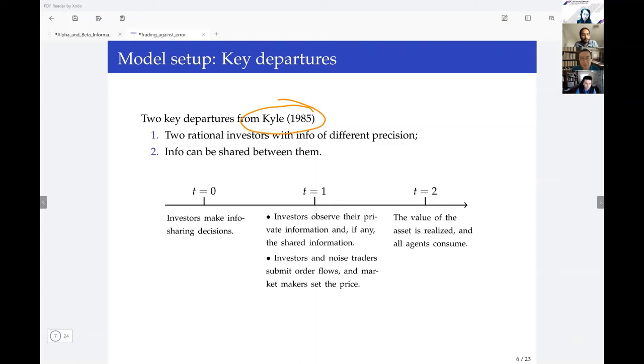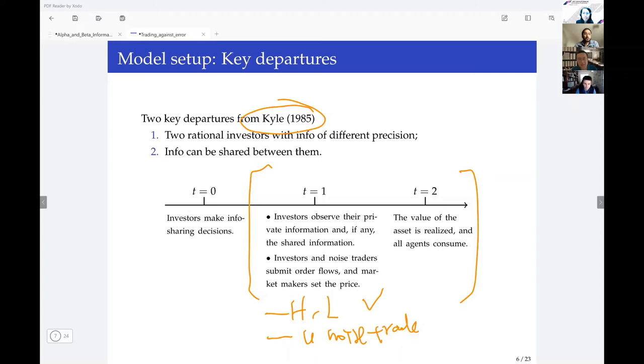If you think about the Kyle model, date one and date two are the standard Kyle model. Here in date one and date two, we have two informed people, H and L. Those people have information, they will trade, and they will make a profit. There are also noise traders, whom we call non-traders. Those people trade for non-informational reasons, either for hedging or because of wrong beliefs. Those people will lose money in equilibrium.